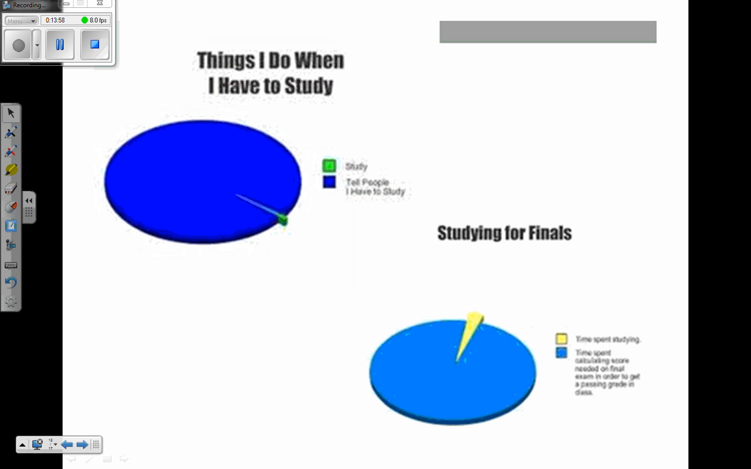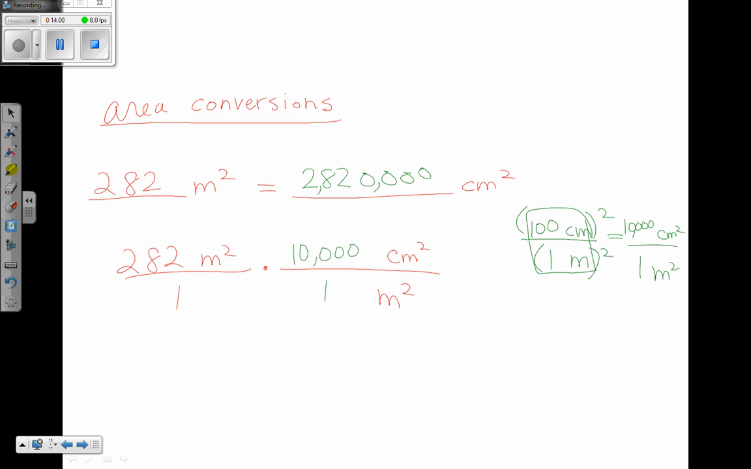Let's go to the next problem quickly because we're running out of time. That's a joke. Oh. Okay, area conversions.